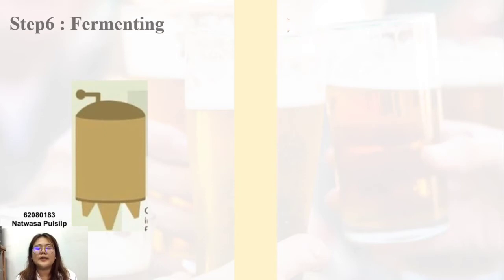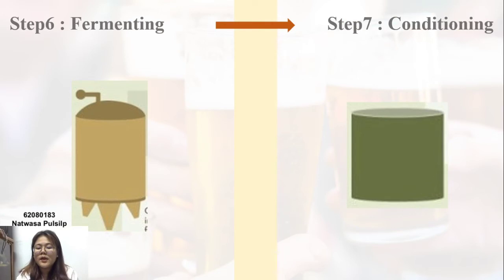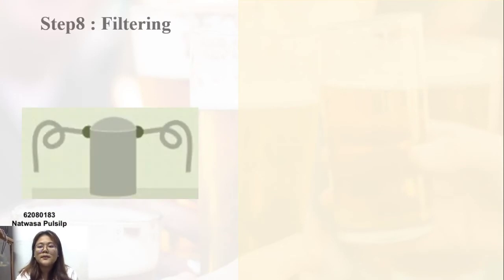Step 6. Fermenting. After the wort is cooled and aerated, usually with sterile air, yeast is added to it and it begins to ferment. Step 7. Conditioning. Conditioning can take place in the same tank as the fermenting. At this stage, the beer is cooled to allow settling, which settles the yeast and causes proteins to coagulate and settle out with the yeast.